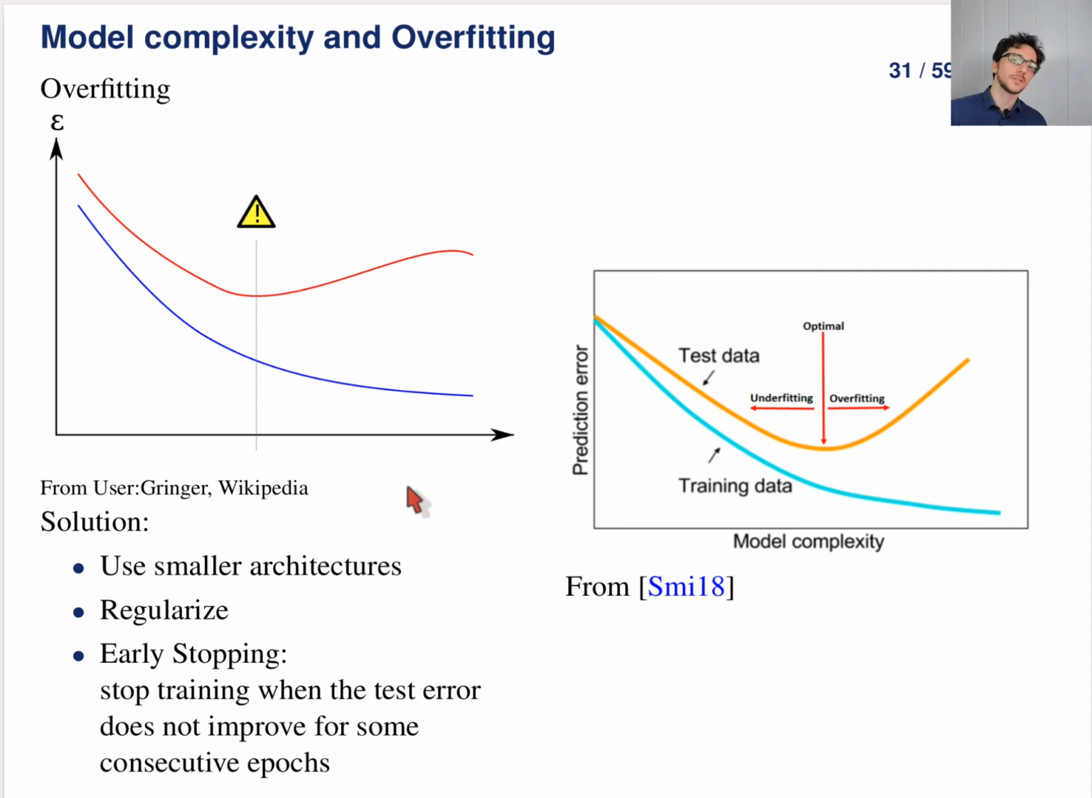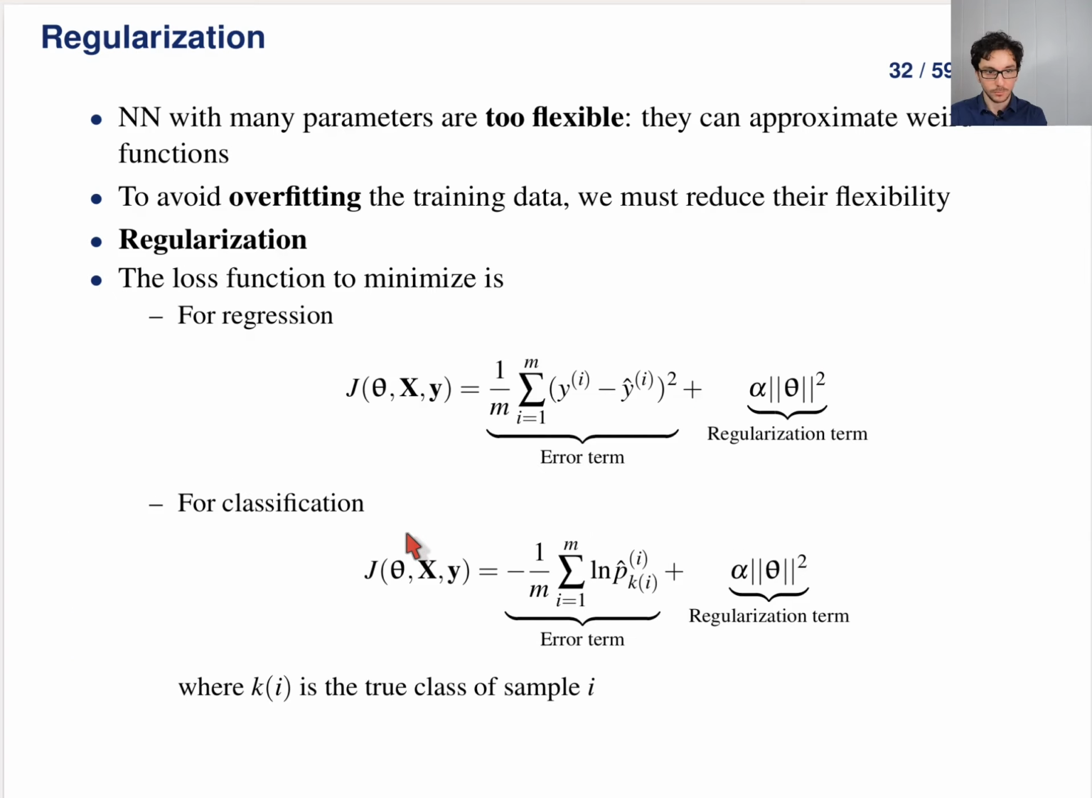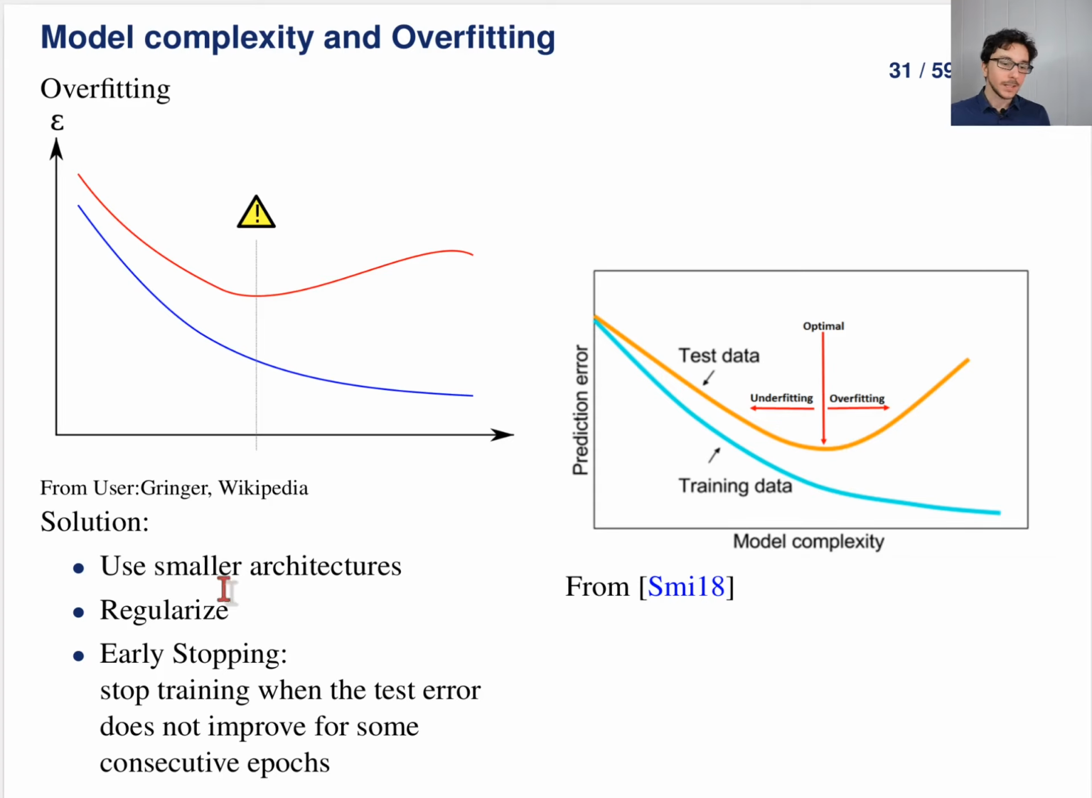Another way to avoid overfitting is regularization. That is what we have seen already in the previous lessons, which is just modifying the loss function, adding to the error term also a regularization term, which keeps the weights of the neural network small enough. Another way is early stopping.